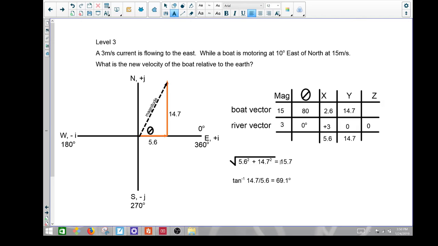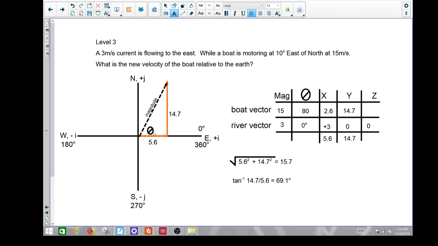So my magnitude is 15.7. That's the length of this line, which is my new magnitude, and which is representing a velocity in this case. And then my angle is 69.1. Of course, that's this bigger angle right here. So I took the opposite, which is the 14.7, over the adjacent, which is 5.6, inverse tangent this thing to get 69.1 degrees. Now again, this is not necessarily a video on just how to use a tangent. If that's the case, there are resources available for that. But 90 minus the 69.1 is 20.9.